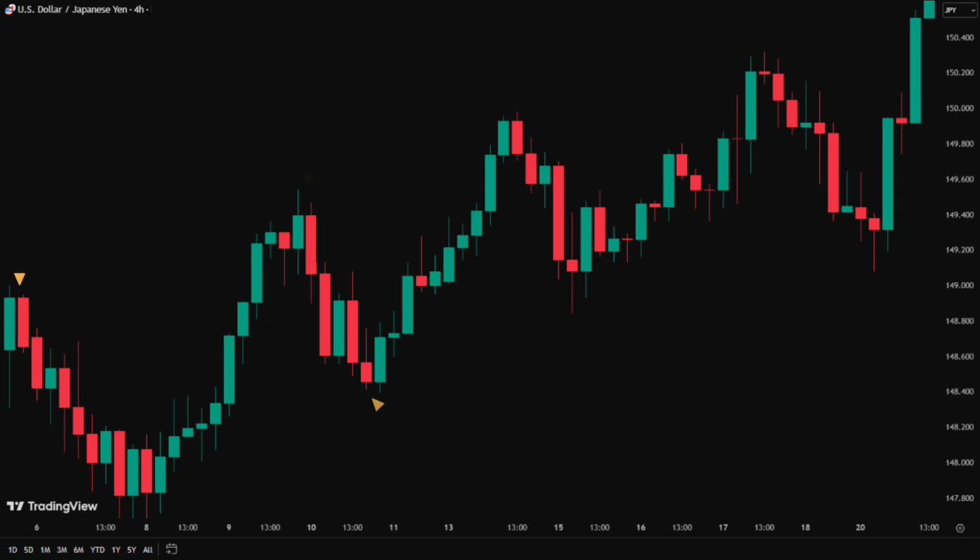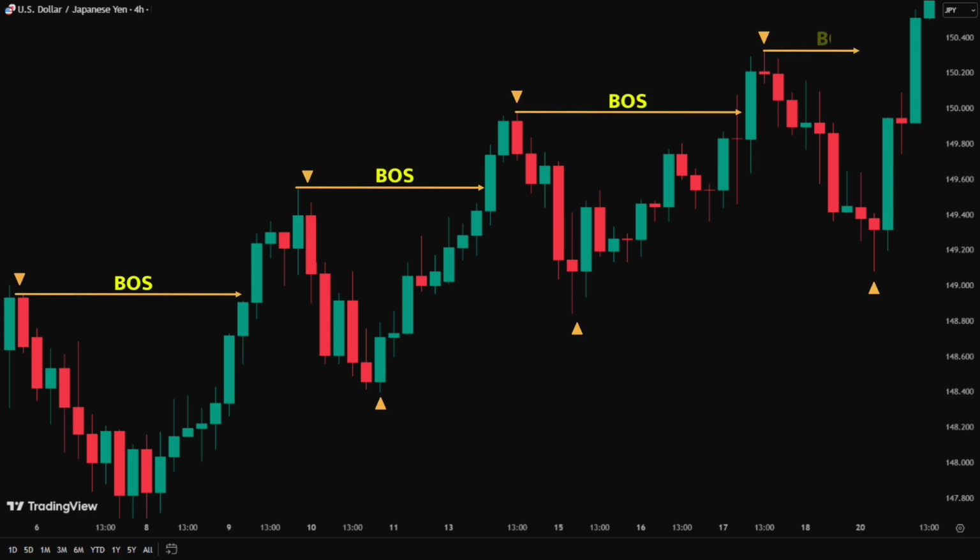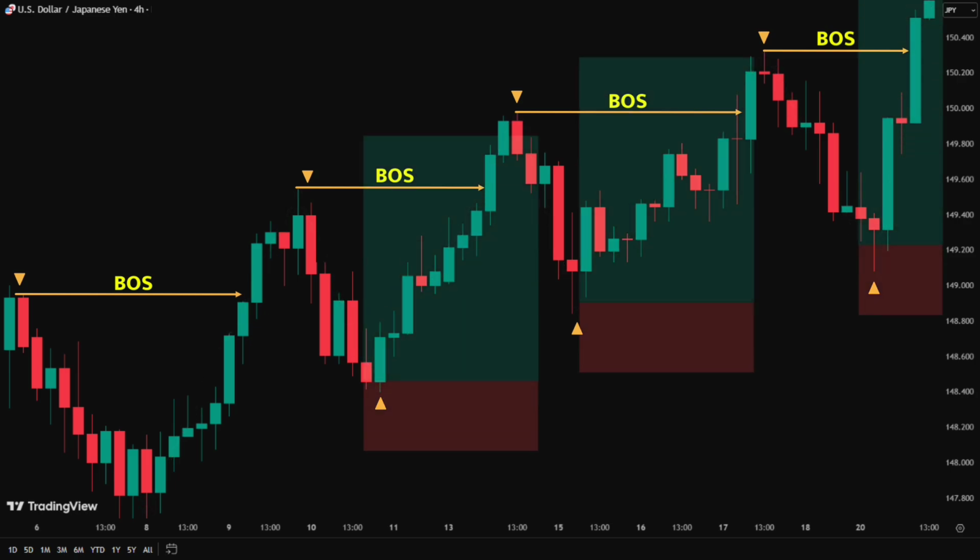On the dollar-yen 4-hour chart, price creates 4 consecutive breaks of structure to the upside over several weeks. Each new high is broken and price keeps stepping higher. The bias is clearly bullish. A trader who stayed aligned with that structure and bought every meaningful pullback would have been on the right side of the market throughout that entire move.